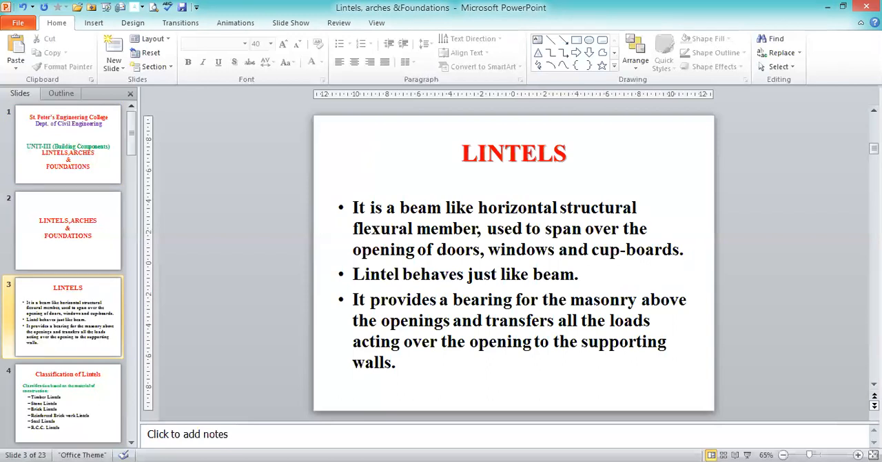Over the lintel we have the column and the brick masonry. Above that we provide the beam, and above that the slab. These are the structural components we design, from the slab, either the roof slab or the floor slab. From the slab, the load is transmitted to the beam. From the beam it goes to the wall, the masonry work, through the lintel beam. Then it goes to the supporting walls, and finally to the foundations. For that purpose we provide, or design, the lintels.